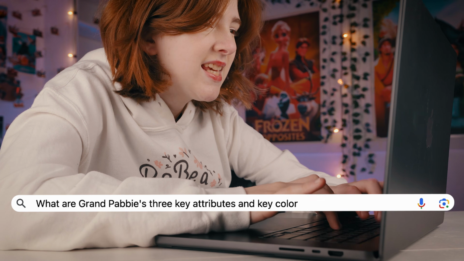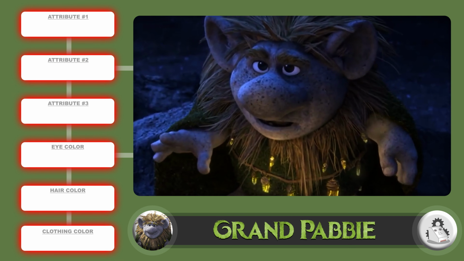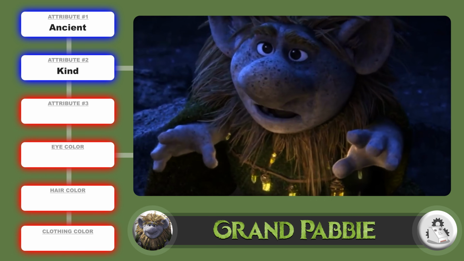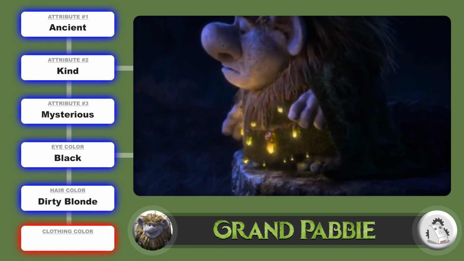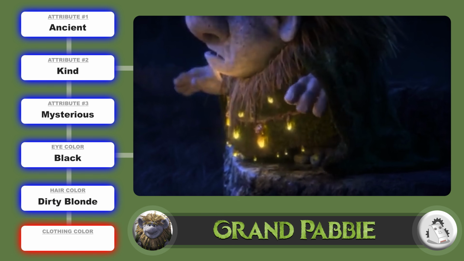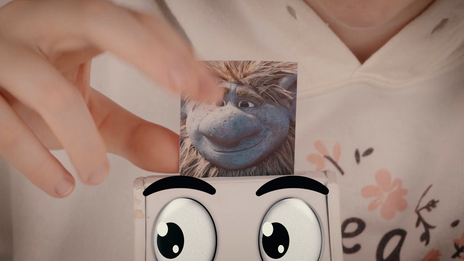Yep. Next is Grandpappy. Okay, Craig, what are Grandpappy's 3 key attributes and key colors? For the character Grandpappy, his 3 key attributes are ancient, kind, and mysterious. His eye color is black, his hair color is dirty blonde, and his key clothing color is mossy green. Okay, Craig, turn Grandpappy into an Arctic animal using these attributes and colors.